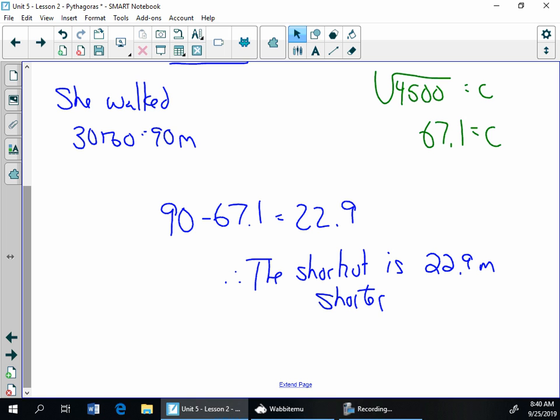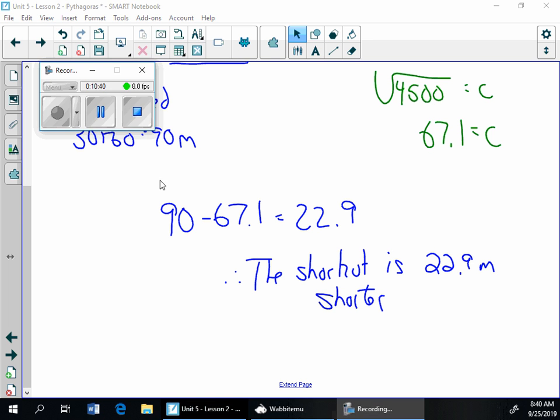We use Pythagoras when we have missing sides in a right triangle. In our big formula, we need to know A squared plus B squared is C squared, where C is the side that really matters.